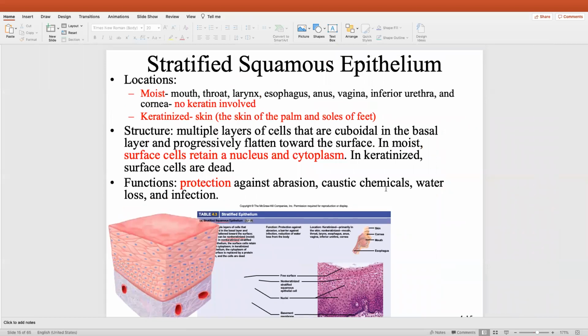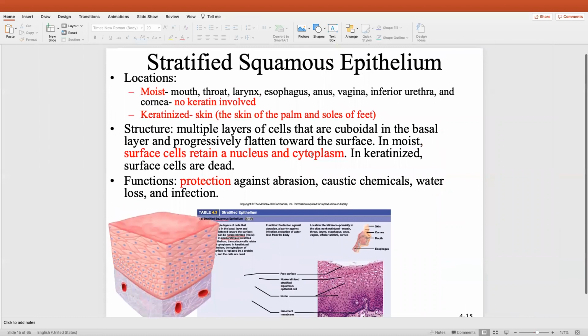Stratified squamous epithelium. There are two types. There are ones that are keratinized, making it tougher, more dense. Think of the skin at the palms or at the soles of our feet that gets real rough, right? If you walk on your feet a lot, or you're barefoot a lot, you're going to have real rough skin on the soles of your feet. That roughness is due to an increased amount of keratin.